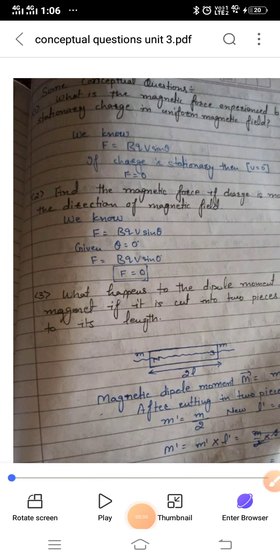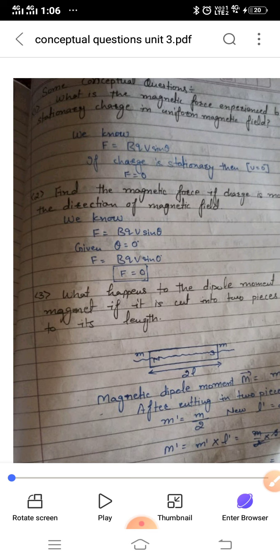So you can see on your screen that the first question is, what is the magnetic force experienced by a stationary charge in a uniform magnetic field? Means what is the magnetic force which a stationary charge will experience. So students, I told you in the beginning of the chapter that moving charges, means currents, produce magnetic field, and a stationary charge can produce only electric field. So the magnetic force which a stationary charge will experience will be equal to 0.